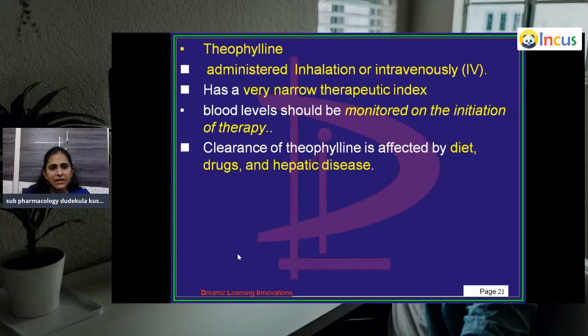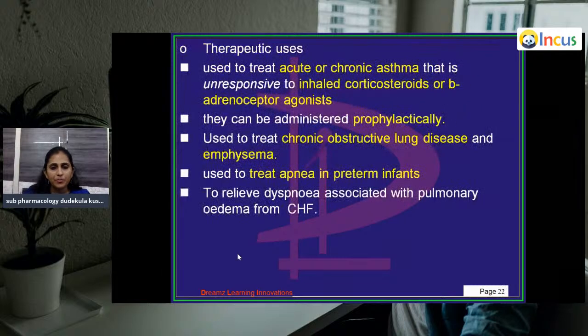Now, this methylxanthine can be administered as inhalation or intravenous. It has a very narrow therapeutic index. Blood levels should be monitored on initiation of therapy. Theophylline is affected by diet, drugs, and hepatic disease.